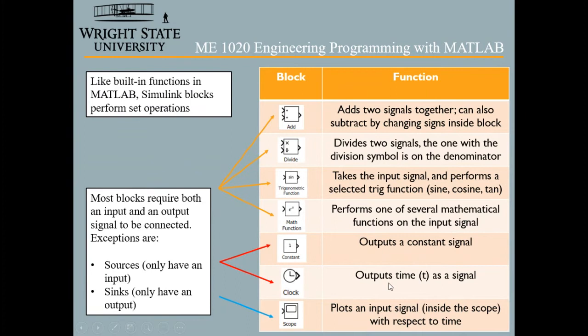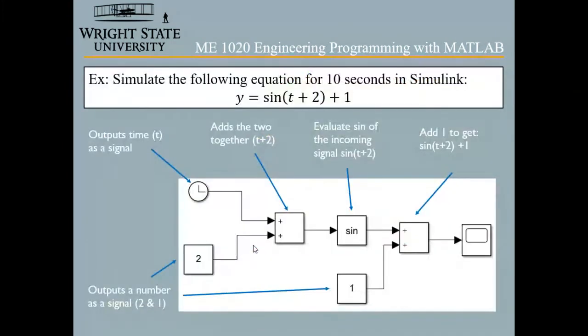The clock function outputs time as a signal. So you're simulating from time 0 to some time, and maybe you need to use that time for something, like a math equation that uses time as a variable. This is how you would get that into your Simulink model: you'd use this clock block. And constant just outputs a constant number. We're going to be using that a lot in the next couple examples as well.